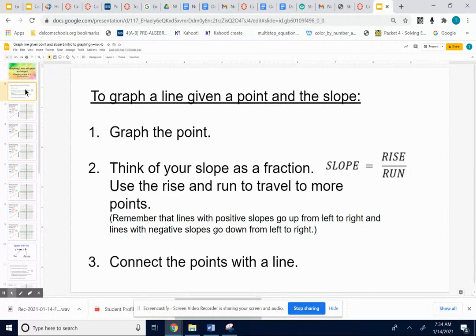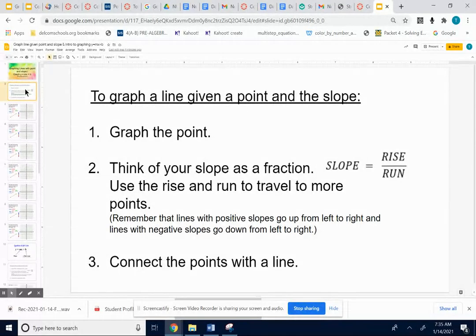Okay, the big idea here. To graph a line given a point and the slope, the trick is we've got to have a starting point. So that's the point they give you. We're going to graph the point, and then we're going to use the slope, rise over run, to travel from that point to get to another point. We can do one more point or 2 more points or 3 more points because you only need 2 points to know where the line will be.